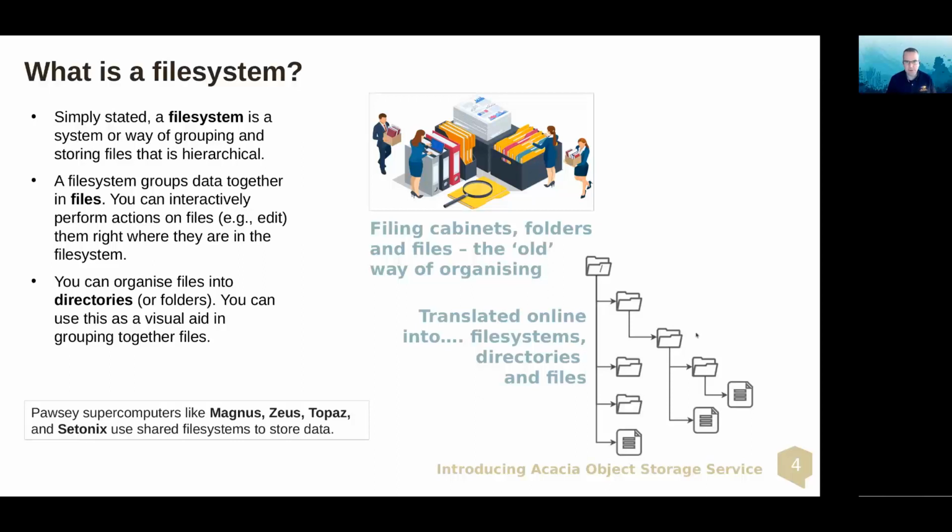The Pawsey supercomputers like Magnus, Zeus, Topaz, and Setonix all use shared file systems to store data. So they are file systems that are available from every node in the supercomputer.